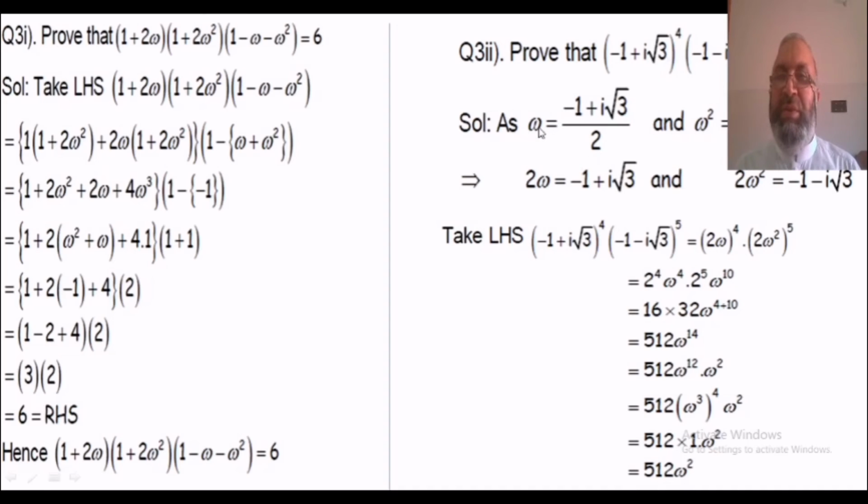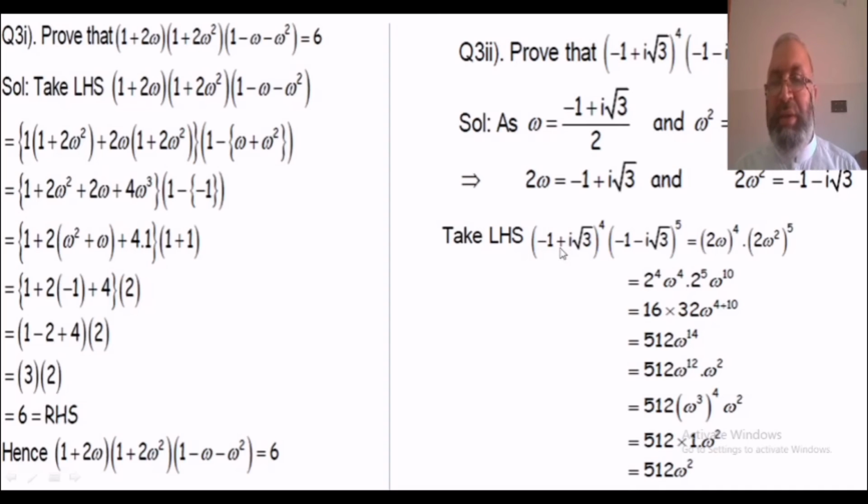Because we have ω is equal to (−1 + i√3)/2, multiply both sides by 2, or by cross multiplication, we get 2ω is equal to −1 + i√3, which is the given term. And secondly, ω² is equal to (−1 − i√3)/2. Again multiply both sides by 2. By cross multiplication, we get 2ω² is equal to −1 − i√3. So putting the values of these two terms in the left hand side.